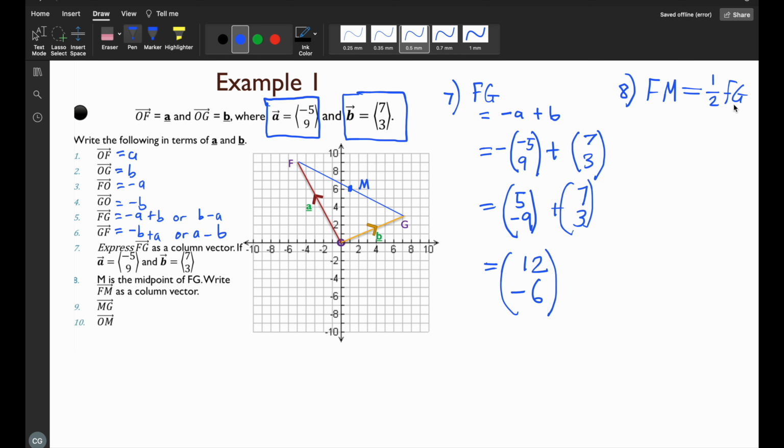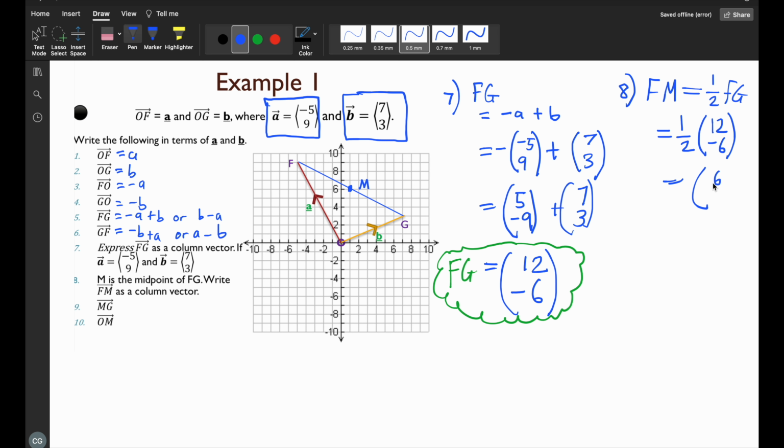Now, what is FG? We already know what FG is. Look at right here. FG is this. So this is telling us we have to find half of this to find FM. So FM is therefore equal to half of FG. Now FG is 12, negative 6. So we're going to find half of 12. What's half of 12? 6. And half of negative 6 is what? Negative 3. So this is 6, negative 3 as a column vector.